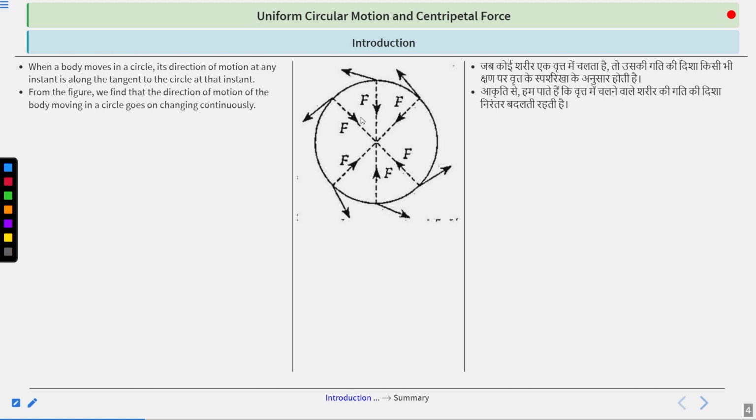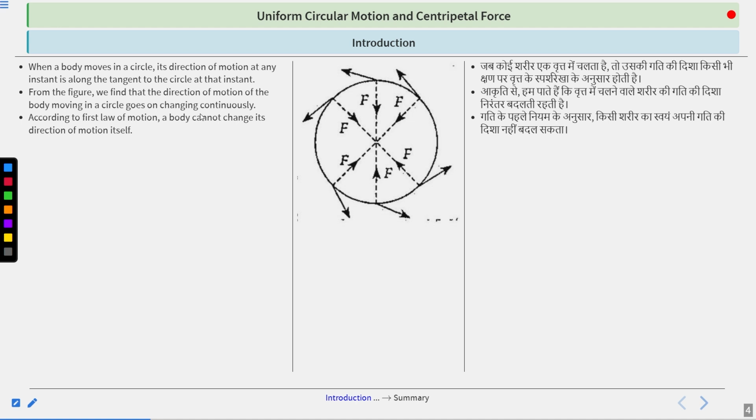From the figure we find that the direction of motion of the body moving in a circle goes on changing continuously. Like first it was in that direction, then this direction, then this, then this. So as the body progressively moves in a circular motion, its direction changes continuously. According to the first law of motion, a body couldn't change its direction of motion itself.